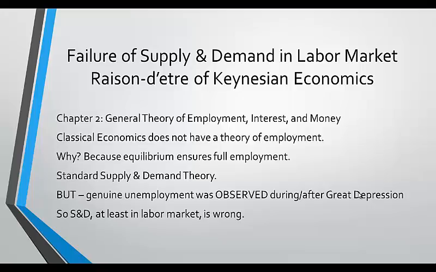But genuine unemployment was observed during and after the Great Depression, meaning that there was excess supply of labor and it was not removed by the market mechanism. So it means that supply and demand doesn't work. So now the question is why? And that is basically all of Keynesian theory, all of the general theory, all of that book is about explaining why supply and demand does not work in the labor market.